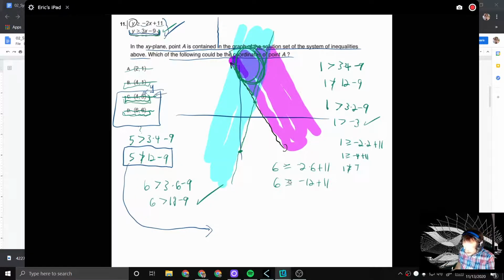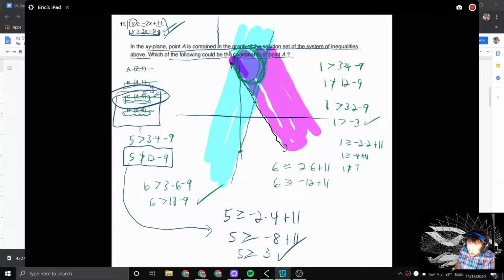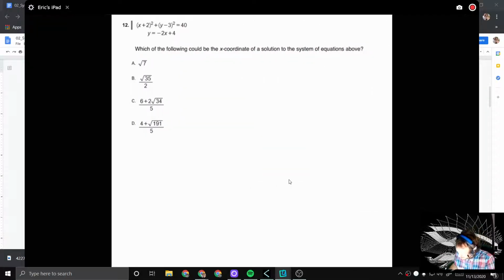No, we're taking it as an opportunity to check the first equation. 5 greater than or equal to negative 2 times 4 plus 11. 5 greater than or equal to negative 8 plus 11 is 5 greater than or equal to 3. It is. So C is our answer. And as a bonus, we got it wrong at first and found it out. Number 12. There's actually much more to say on that. I'm going to leave it unsaid.